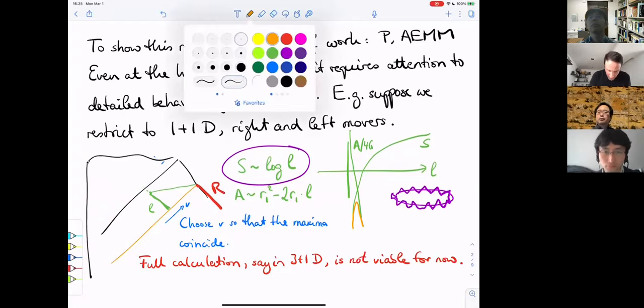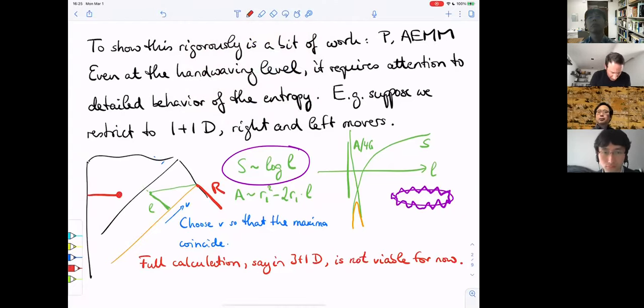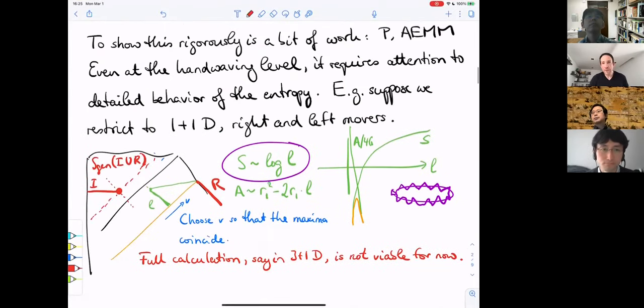Okay, so let me draw the island again. Suppose that we've already found a place where this red dot is already maximal. So S gen of island union reservoir containing the radiation is maximal along this light cone at the dot. But now we want to know, is it also going to be maximal in this direction? And that's the part where classically, that's just completely absurd. That's clearly not the case.